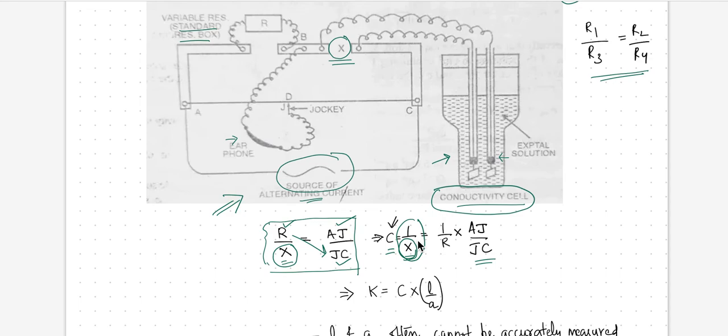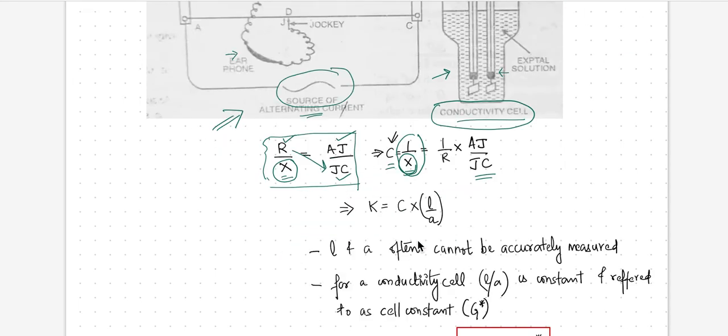You don't have to remember this procedure, but you should understand how we can use this instrument to calculate the value of conductance. Once you know the conductance, you can easily measure the conductivity, because it is related to conductance using this particular expression. Now, L and A are the length of the electrode and the cross-sectional area.